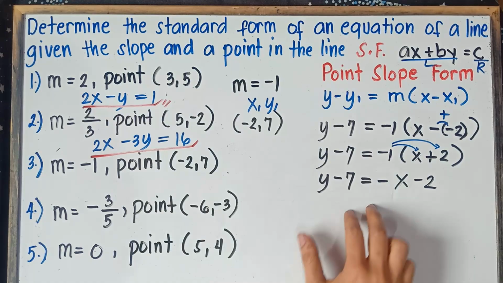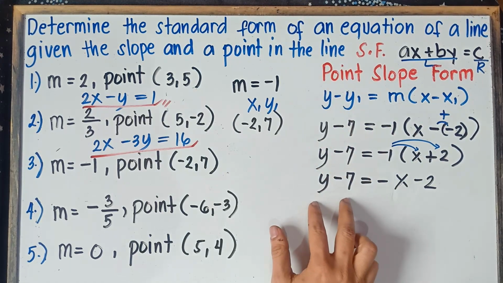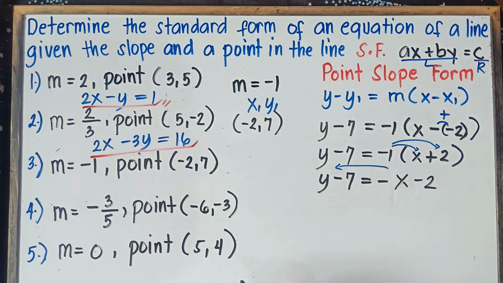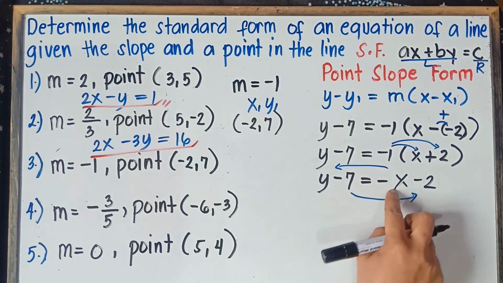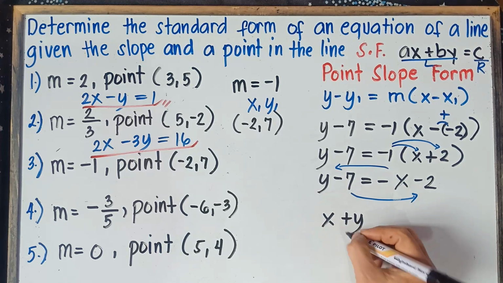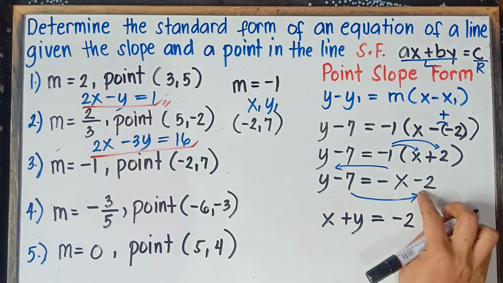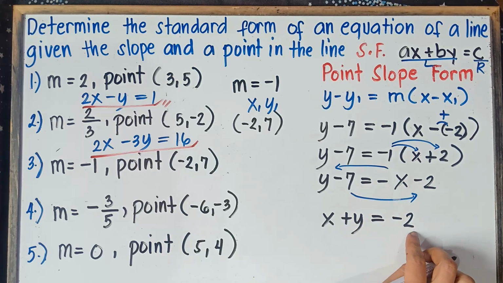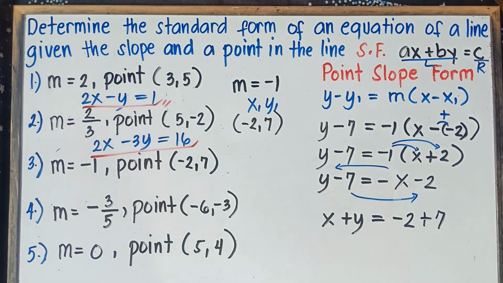Alright, now since we need to follow this format, the standard form, x and y will be on the left side of this equal sign. So therefore, we need to transpose x, and then we transpose negative 7 from left to right. So transpose x, this is negative, it will become positive. Simply copy positive y. Copy equal sign. Copy negative 2. Do not change the sign, class, of negative 2. Negative 2 is on the right side of the equal sign. We transpose negative 7 from left to right. This is negative. It will become positive.